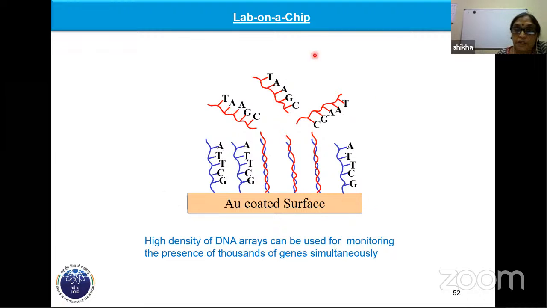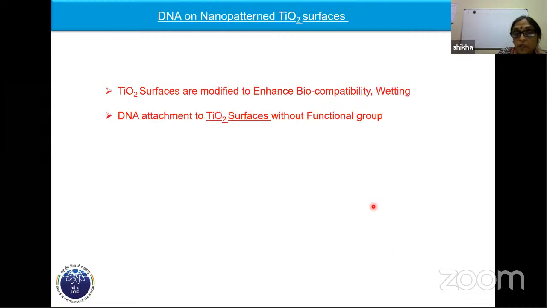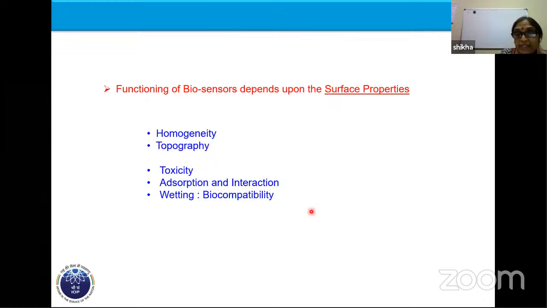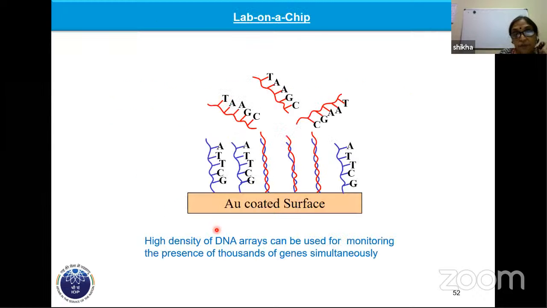So these kinds of surfaces are very important, but it's important that you have a high density of DNA arrays on such surfaces for monitoring the presence of thousands of genes simultaneously. So this is used for detection of diseases. But this surface preparation is very important. Like I said, all these parameters are very important in understanding these surfaces.